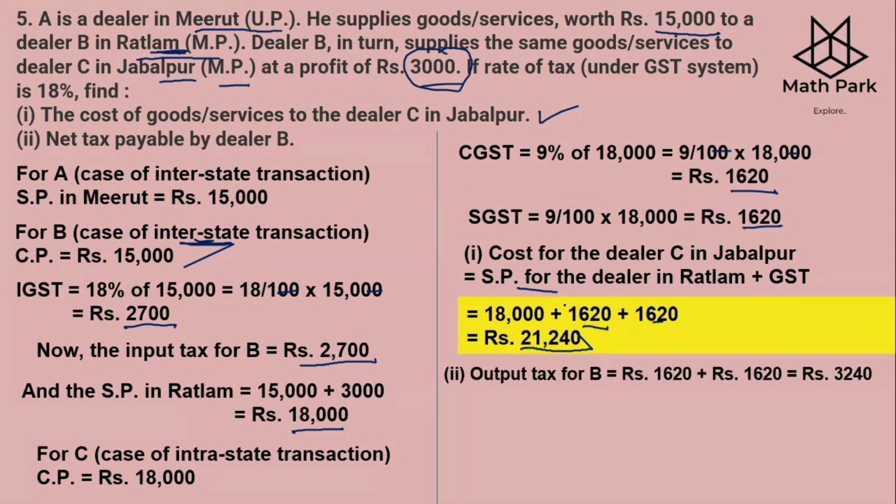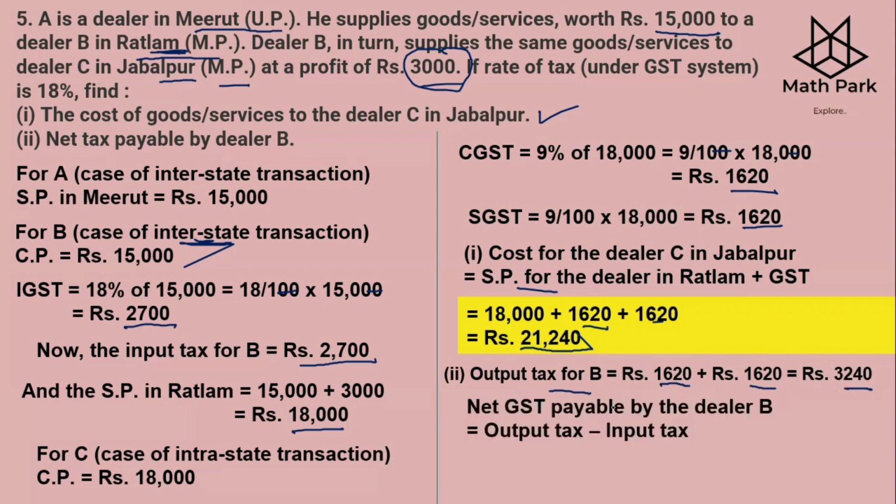Now, net tax payable by dealer B is output tax for B, which is rupees 1,620 plus 1,620. Add that, this is 3,240 is the output tax. And the net GST payable will be output tax minus input tax, which is 3,240 minus input tax, which was 2,700. So the net payable tax to the government is 540 by dealer B.